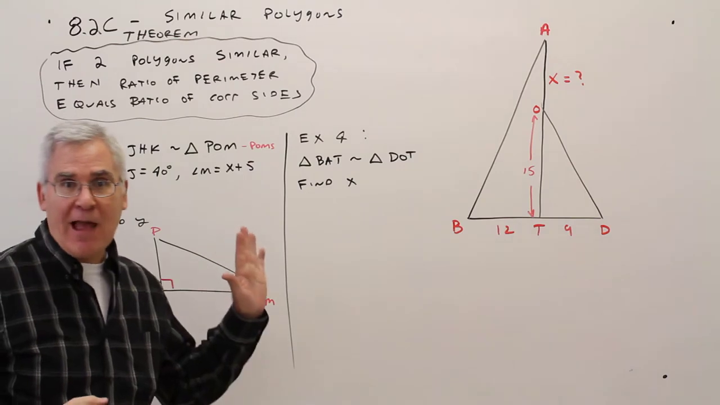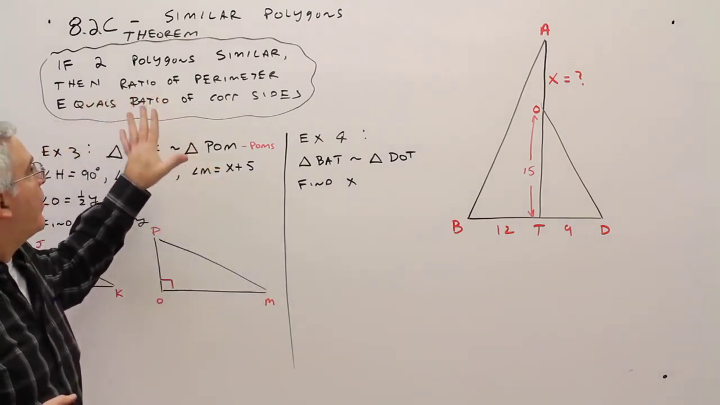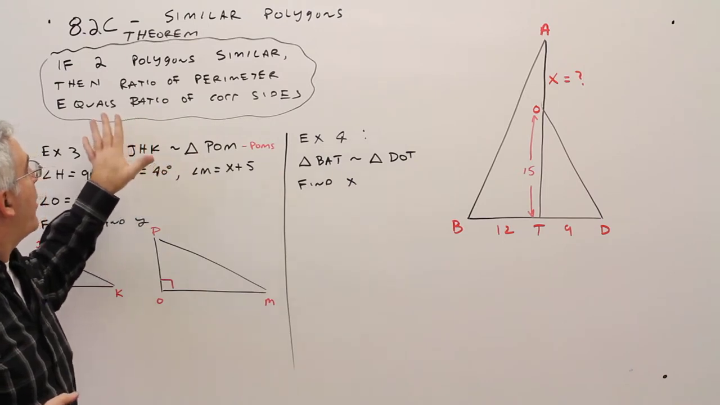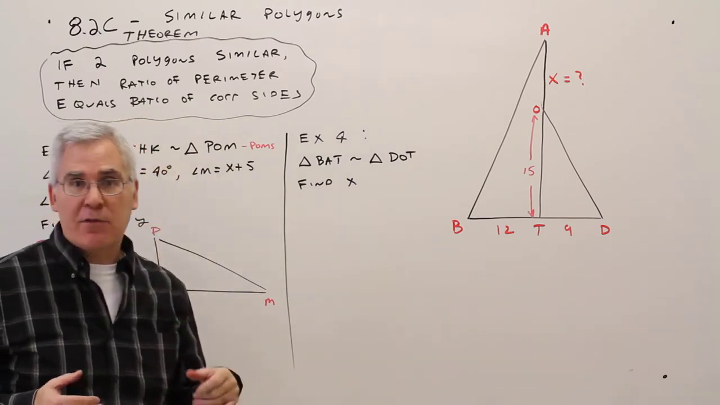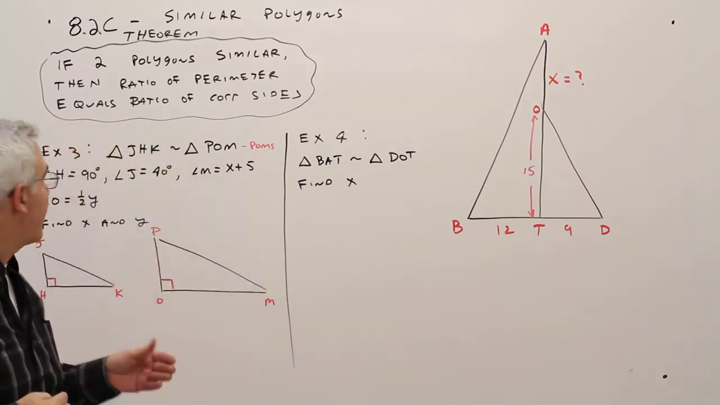So just following up on the last video, here's the theorem. If two polygons are similar, then the ratio of perimeter equals the ratio of the corresponding sides. So just cleaning up from the previous video. All right, here's two new examples.